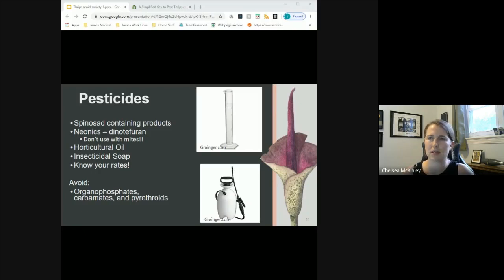And labels also tell you what rate to use on your plants as well. Rates are really important because if you apply too little, then it's not going to work. If you apply too much, then you run the risk of having phytotoxicity.